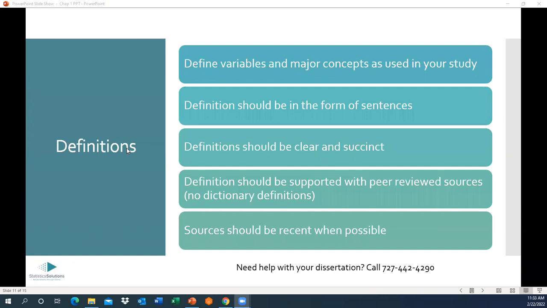For the definitions, it's not always that important, but when they can be recent, it's always best. But sometimes some definitions will come from the theories or something, and theories are usually a little older. So that one's not as important, but definitely the peer-reviewed sources part is important. Oh, and they should be sequenced alphabetically.